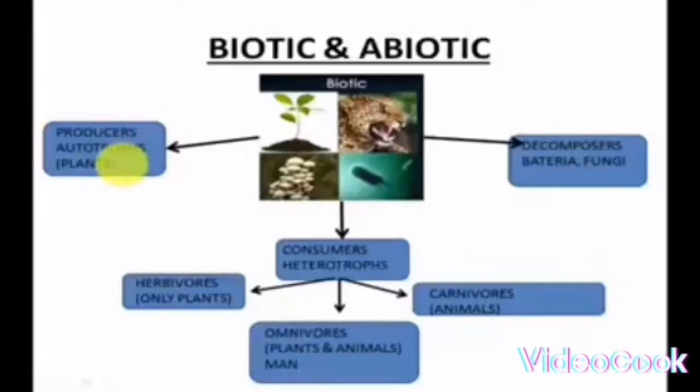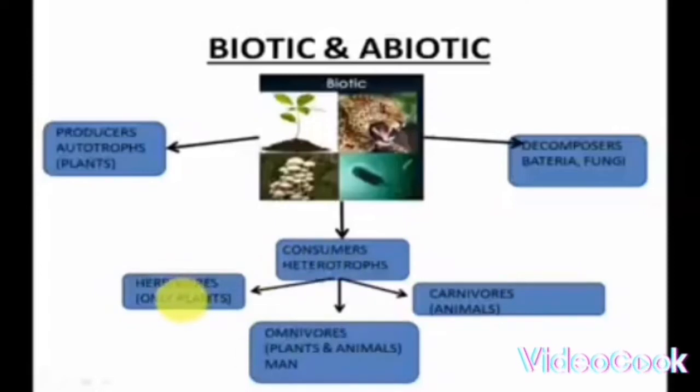Now, discussing more about the components of the environment. Under the biotic component of the environment, we have the producers, also known as the autotrophs, and then we have the consumers, known as heterotrophs. Then we have decomposers. Under the decomposers, we have bacteria and fungi. An example under producers, the autotrophs, is plants.